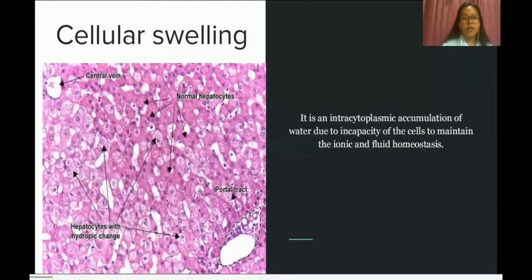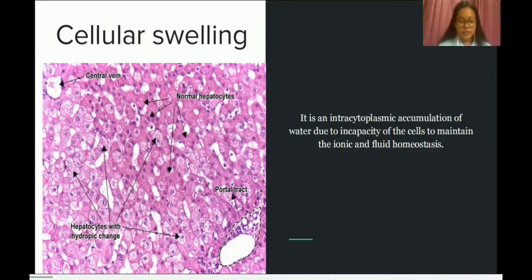So we have what we call cell swelling, which is an acute reversible change resulting as a response to non-lethal injuries. It is an intracytoplasmic accumulation of water due to incapability of the cells to maintain the ionic and fluid homeostasis. So it can be local or diffuse and can affect the whole organ.